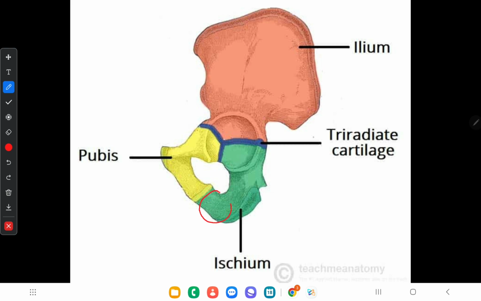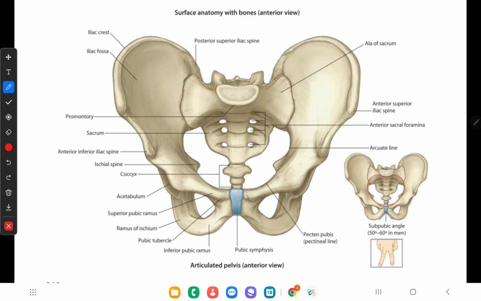The ramus of the ischium continues with the inferior ramus of the pubic bone, and the body continues with the lower part of the ilium. Then the other bony part is the pubis. The pubic bone is the anterior bony part of the hip bone.